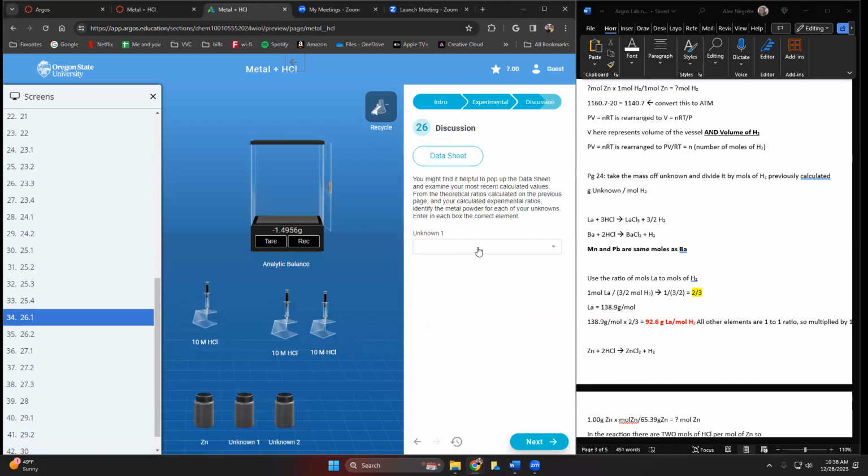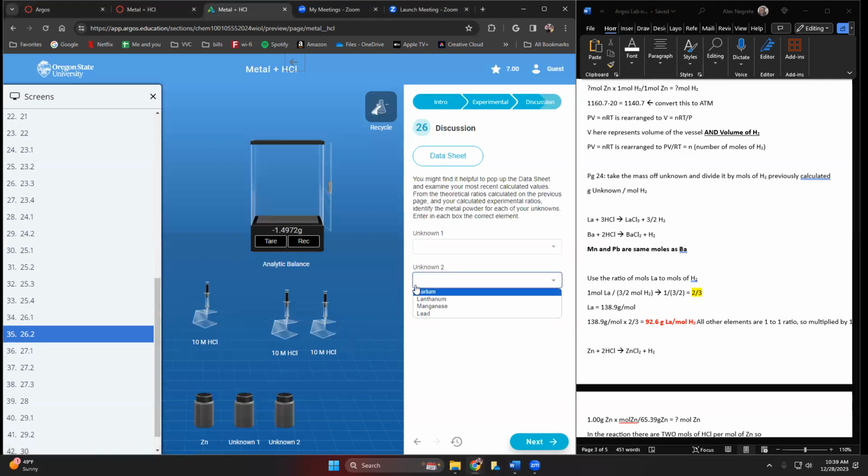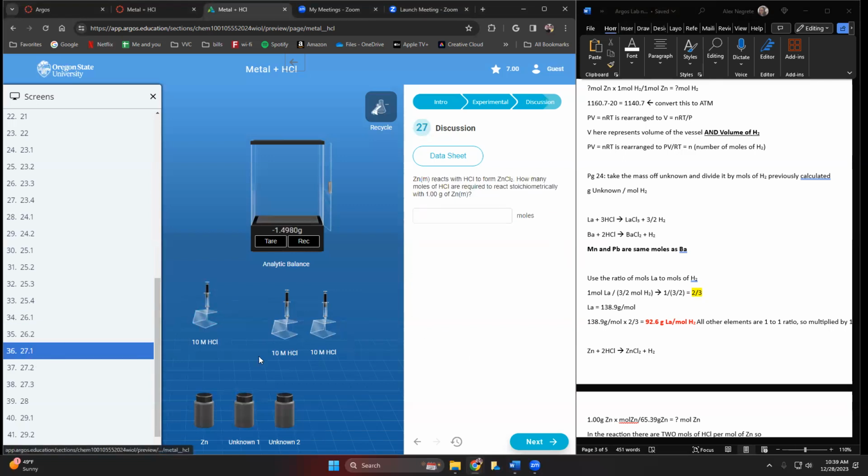Once you do that, you can then determine what your unknowns are. So you're going to have four grams per mole values there, and you'll be able to determine what the unknowns were. So they should match. Unknown one should match one of these, as well as unknown two should also match one of those metals there.